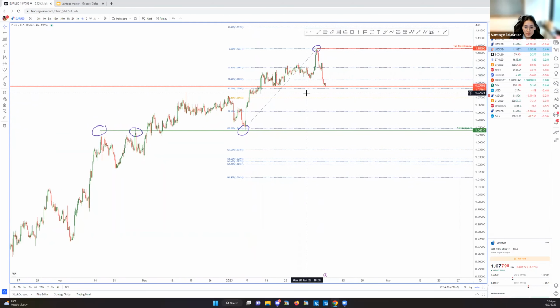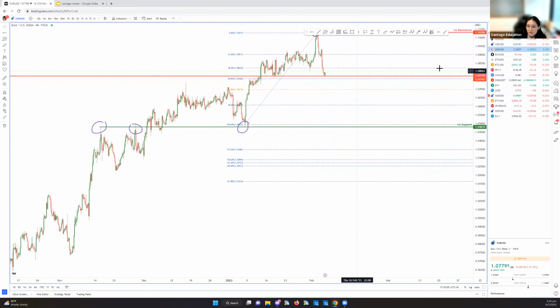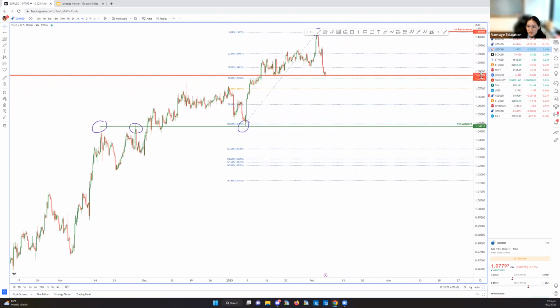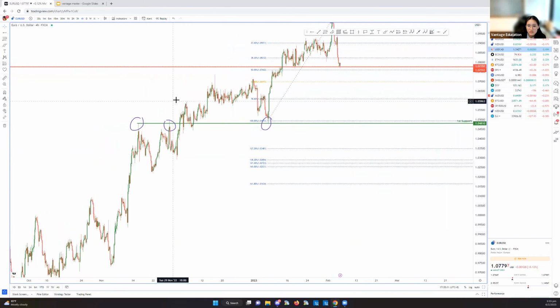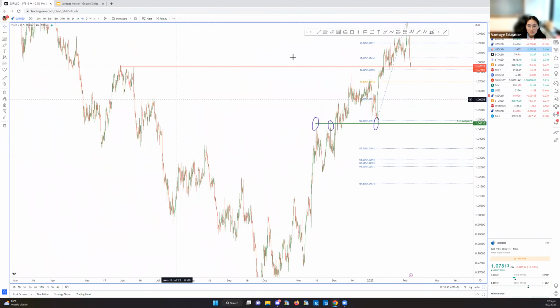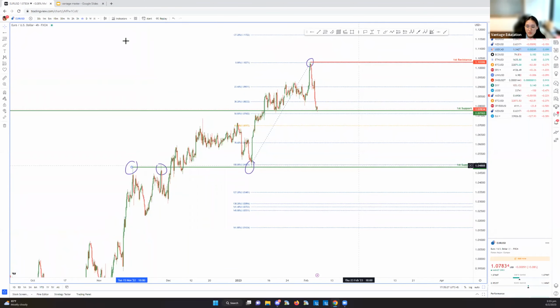Okay, so we can see our 50% Fibonacci retracement level lies closely to our support level over here, 1.07799. Let me just label this. So this should be our second support.